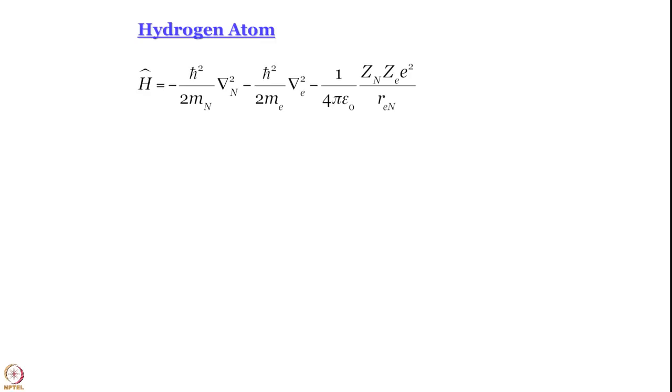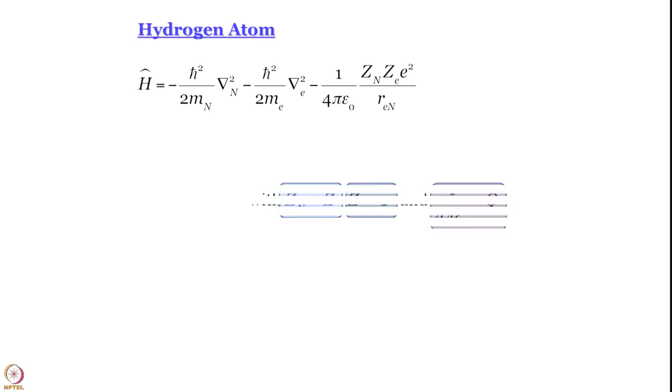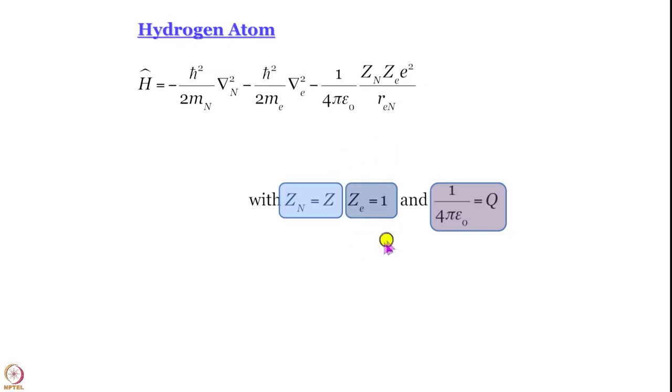Now, to simplify the notation a little bit, we will write z instead of zn, and for zd we are going to write 1. Okay, so, we will keep this minus charge explicitly, we will not write zn. If you wrote z equal to minus 1, this minus sign would have become plus sign. So, we will write zd equal to 1, and instead of this 1 by 4 pi epsilon 0, we could have written it 1, but let us just write q for now. So, with this, the Hamiltonian becomes minus h cross square by 2mn del n square minus h cross square by 2me del e square minus qz square by Ren.